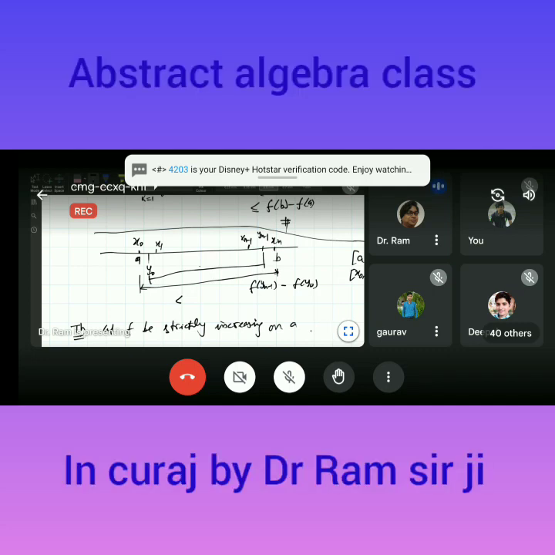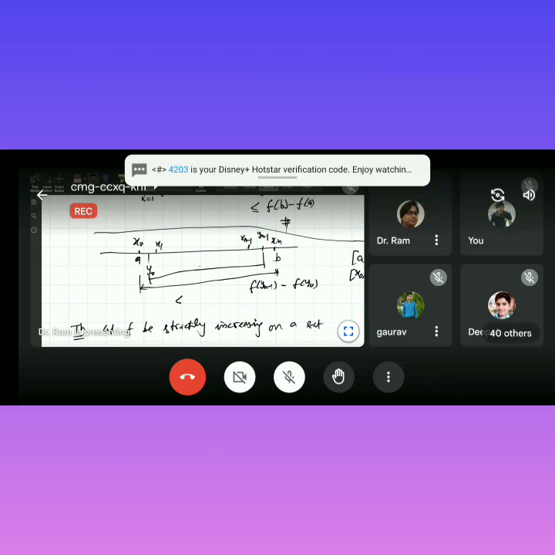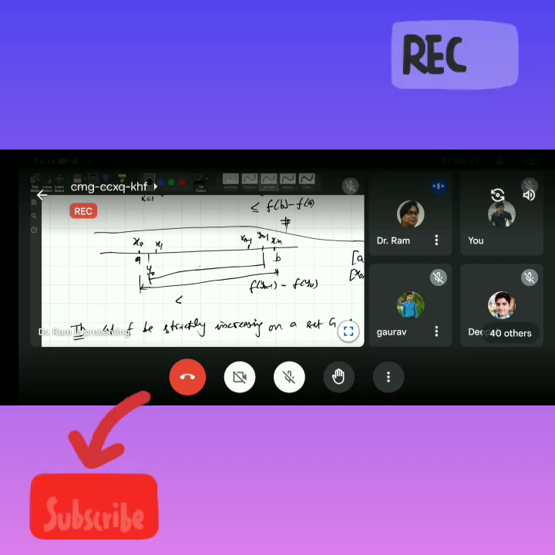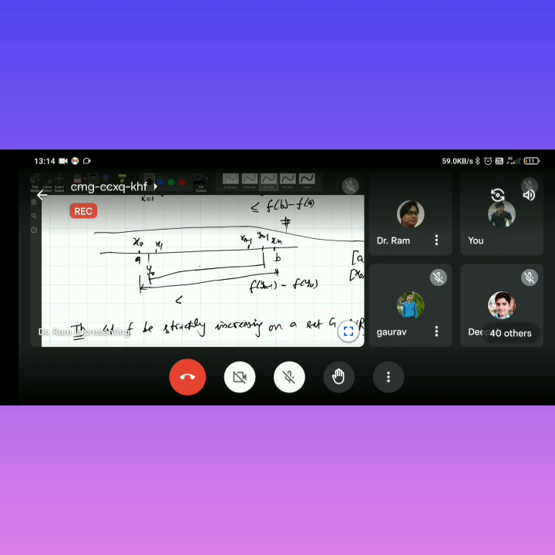A set G of R, that is a subset of R, then F inverse exists and it is strictly increasing.